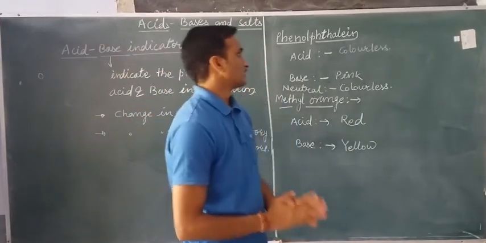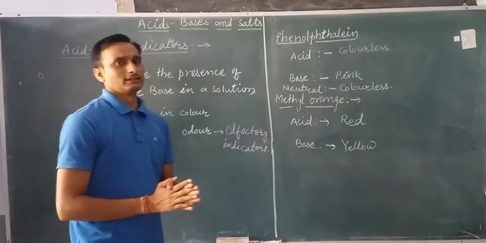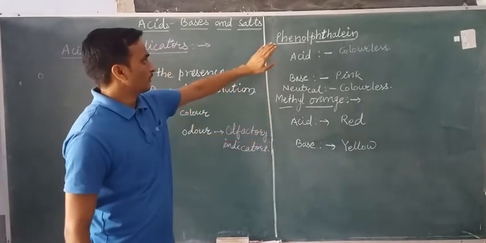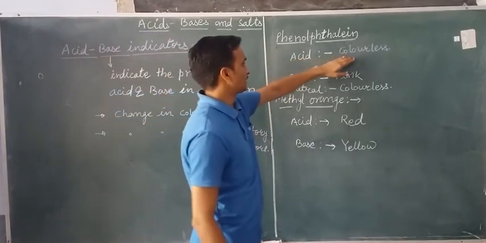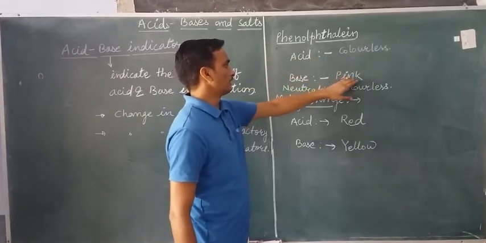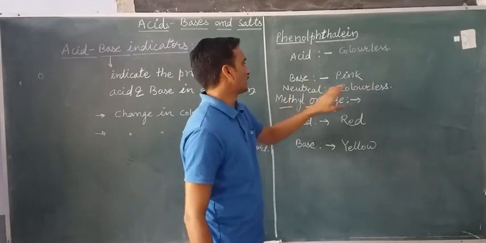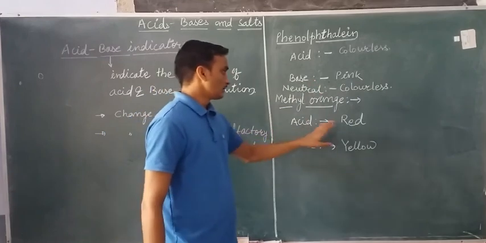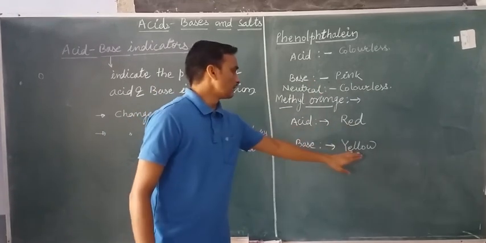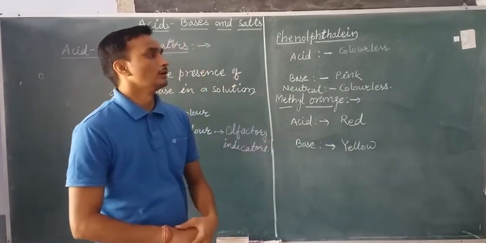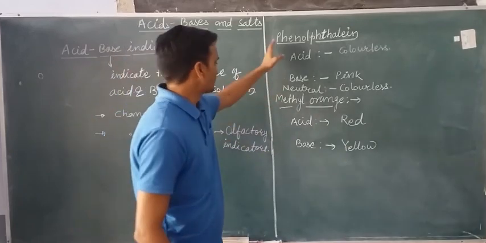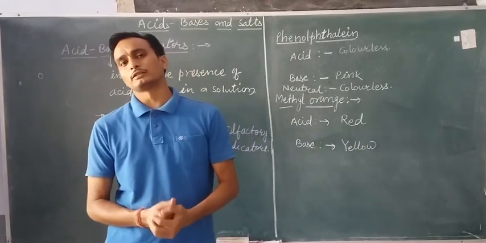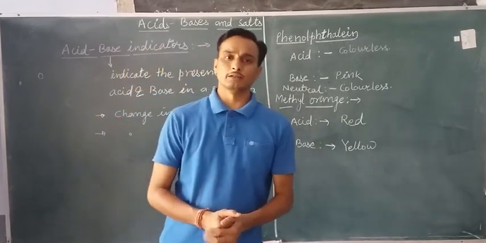Now we conclude about the synthetic indicators phenolphthalein and methyl orange. Phenolphthalein is colorless in acidic solution, pink in basic solution and colorless in neutral. While methyl orange is red in acidic solution and yellow in basic solution. By use of these indicators, we can recognize the presence of acid or base in a given sample.